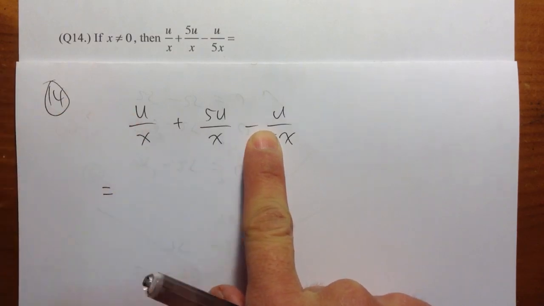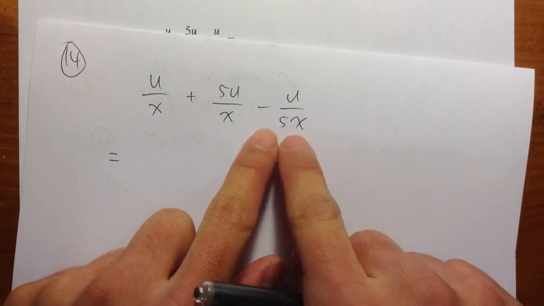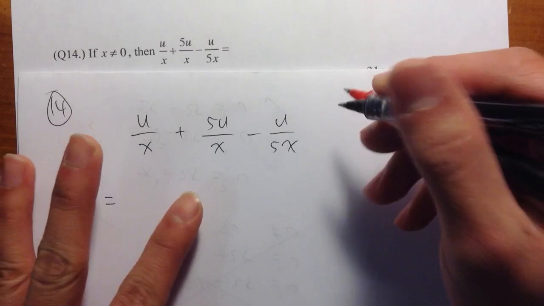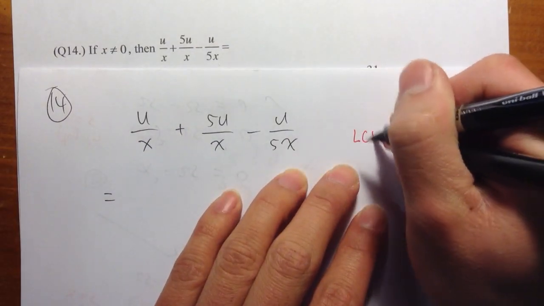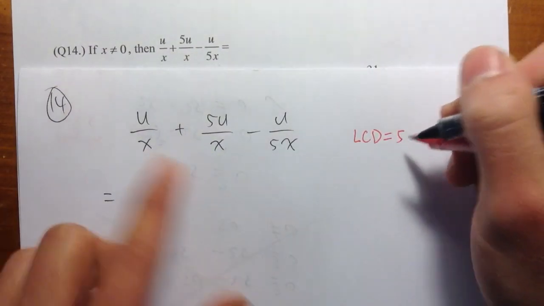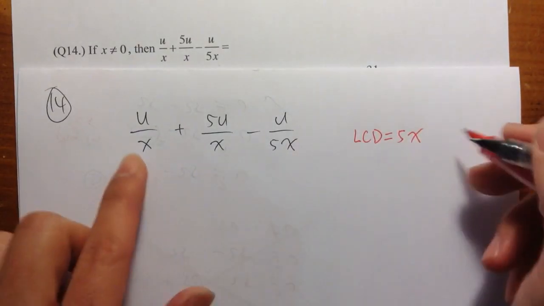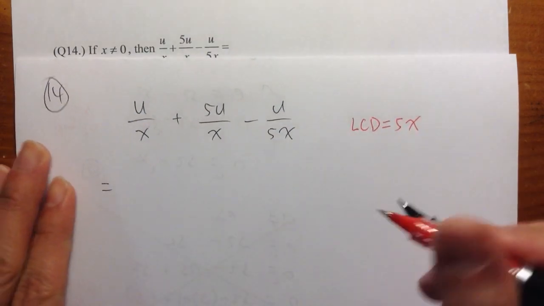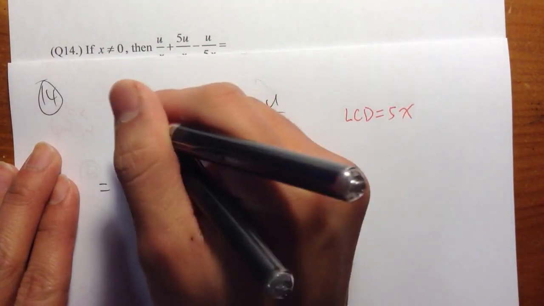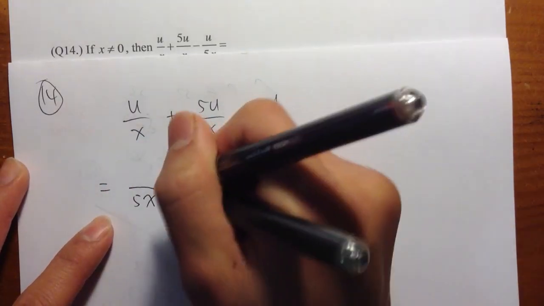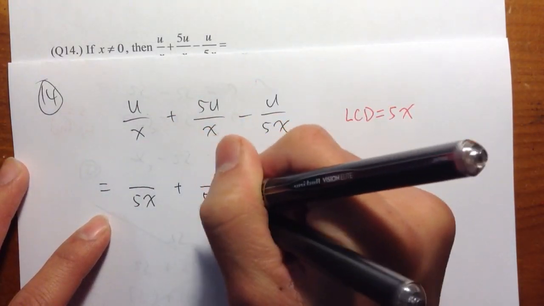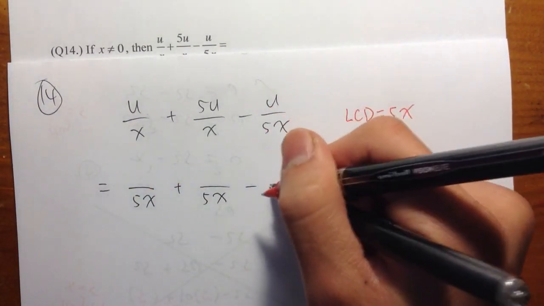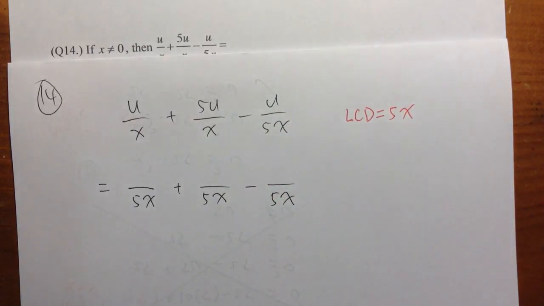So I can just add or subtract the tops. But since the third fraction has a 5, it's a 5x. So for the least common denominator, I need a 5 for everything and an x. X is in common already, so I just write it down once. But I need a 5. So I need to change the first fraction to something over 5x, the second fraction something over 5x, and minus the third fraction something over 5x.